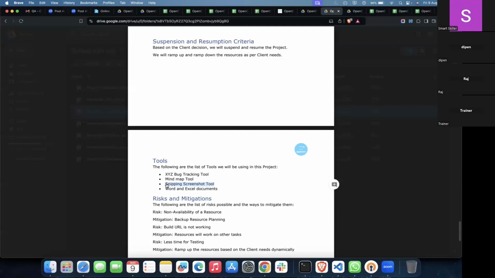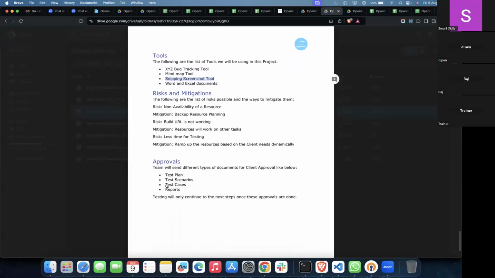Now, the next tool that is required is Word and Excel documents. Whatever test cases that we write or the test plan, generally the test plan is written in Word and our test cases are written in Excel. So they are also required.